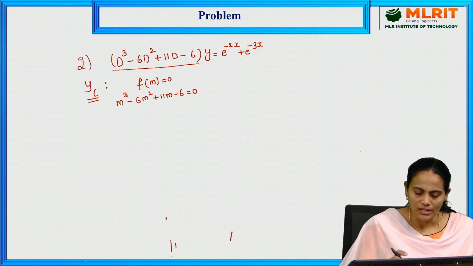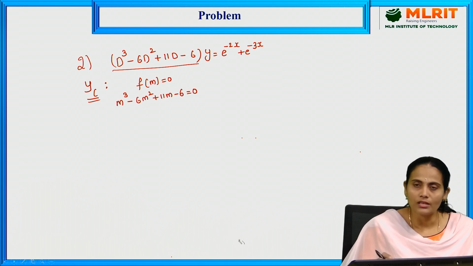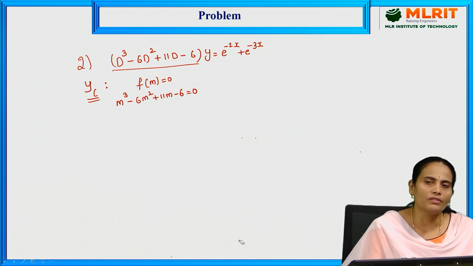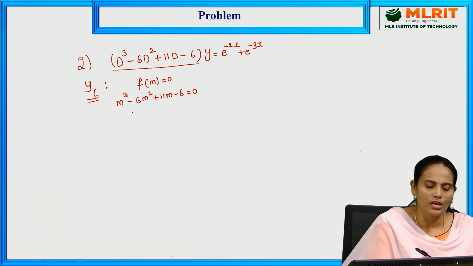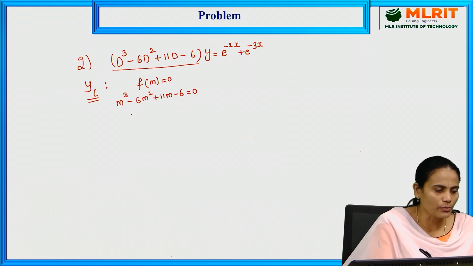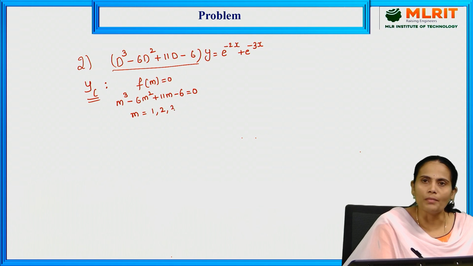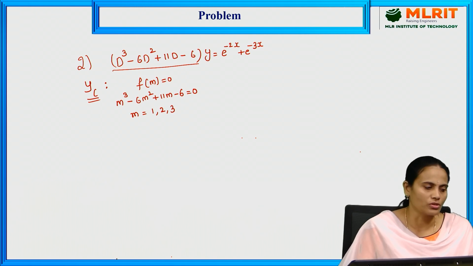Now this is a third order equation, so definitely it will give 3 roots. So what are the 3 roots of this equation? m = 1, 2, 3 are the roots of this equation.